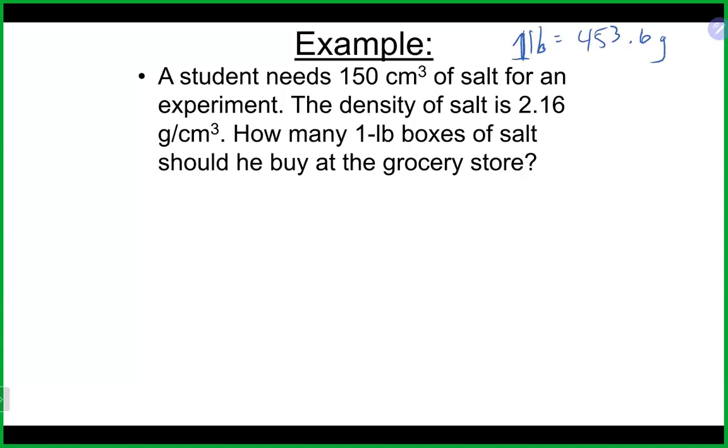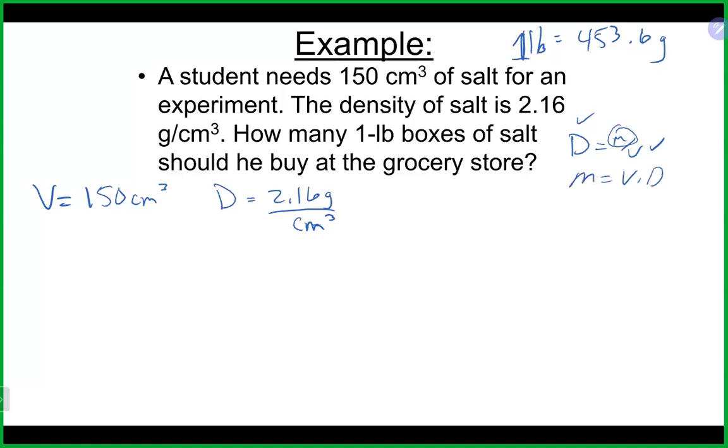Okay, so again here, we pull out the information, which is always a good idea. We have a volume that's 150 cubic centimeters. We have a density that is 2.16 grams per cubic centimeter. So clearly, we're using density here, which is our mass over volume. I have density, I have volume. So it would make sense to go after the mass, which is typically in grams. Mass would be volume times density.